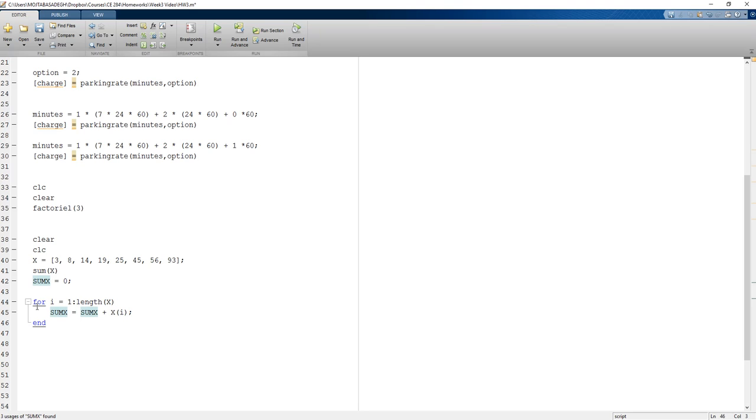We go to end. Go back. I becomes 2. Sum x was 3. Remember, 3 plus x of 2, which is 8. 3 plus 8, 11. So sum x becomes 11. I becomes 3. 11 plus 14 becomes 25. So it will continue doing this until I becomes 8, and the summation of all these elements will be added to 93. Now let me run this.